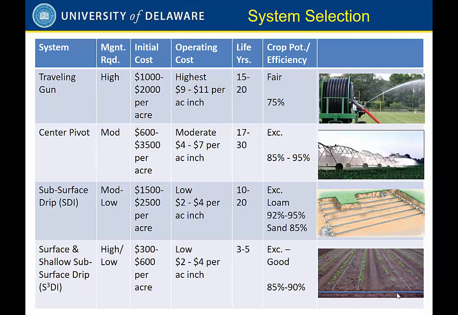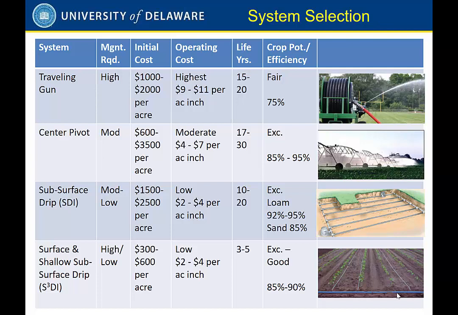Operating costs are fairly moderate. As a general rule with a center pivot, whether you're running diesel or electric, you're going to be in that $4 to $5 per acre inch of water applied. So for every inch you put on each acre, it's going to cost you between $4 and $5. There's a little bit of variance there depending on what kind of pump you have. You've got excellent crop potential, and lifespan depends completely on what your water quality is.